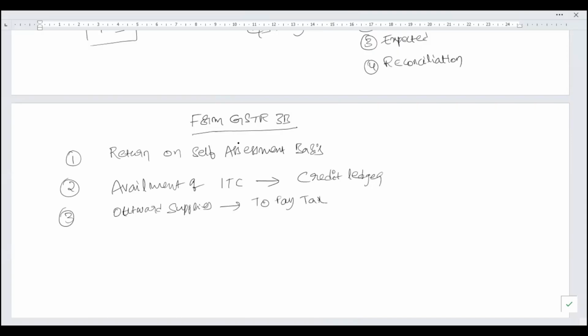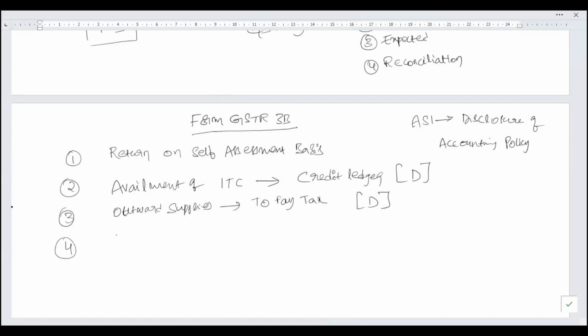Please keep in mind, like we have Accounting Standard 1, which deals with the disclosure of accounting policy, similar to AS1, we have GSTR3B, where I will make a disclosure of how much input tax credit I am availing. Also, I am going to make a disclosure of my outward supplies on which I have to make the payment of tax.